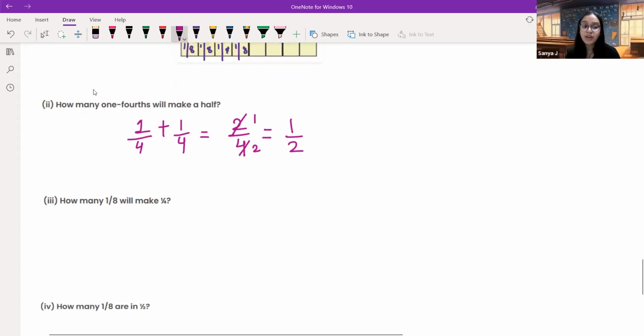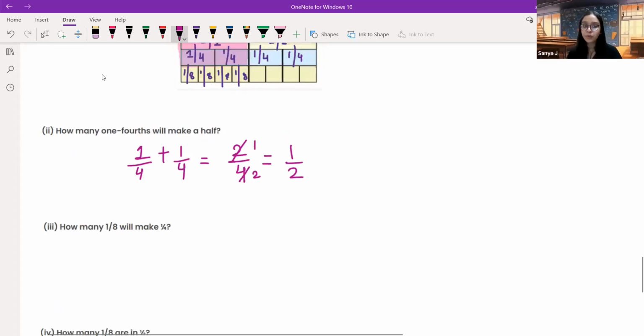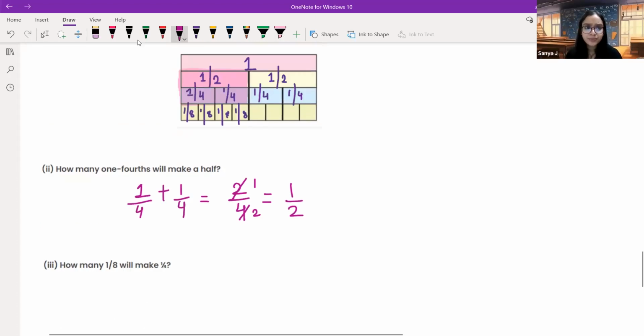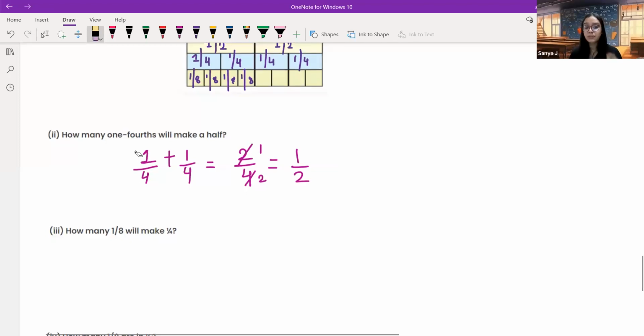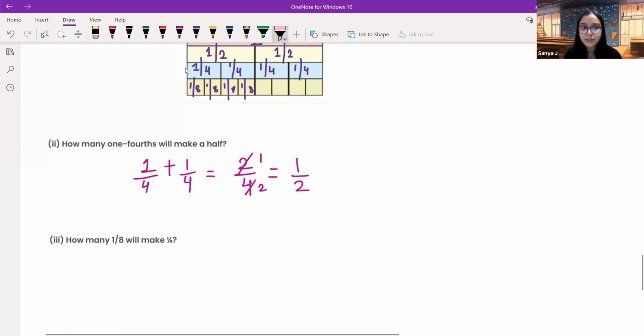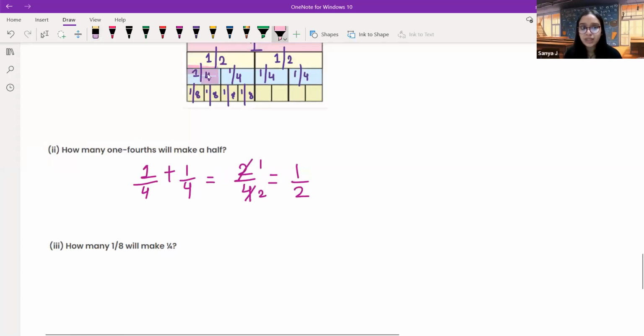Now, how many 1/8 will make 1/4? Okay. Now, let's try to understand how many 1/8 will make 1/4. Okay. Now, this is the 1/4 part. Okay, this is one box which represents 1/4, and these are two boxes which represent 1/8. Okay, so we can say that 2 of 1/8 represent 1/4. Yes, but let's try to check it and find the answer.